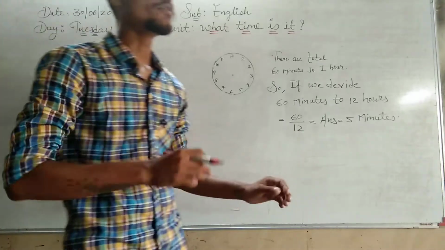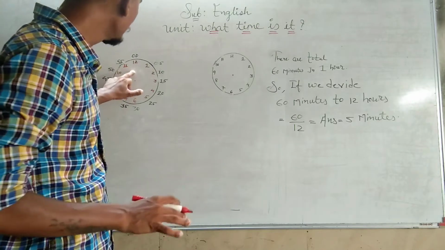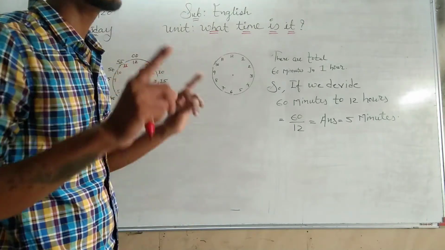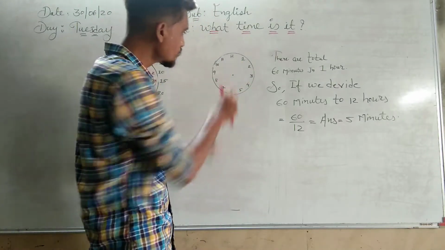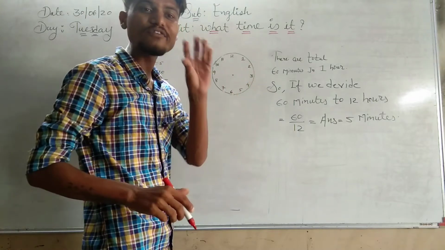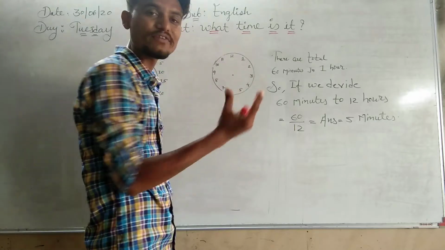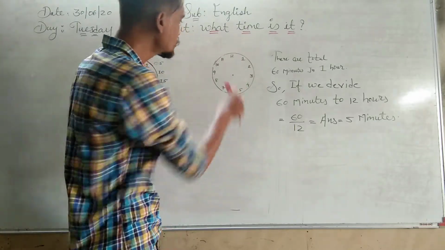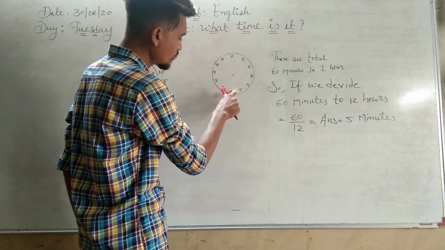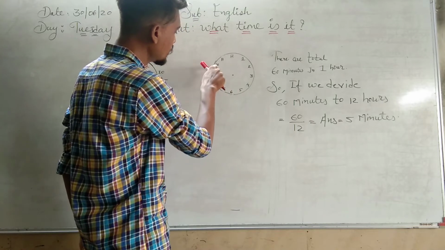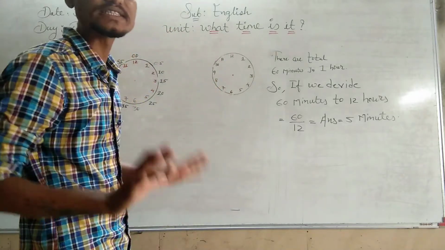Now we have already learned the table only till 10. But what we have to do now is remember that between each number, I am repeating again, from 1 to 2 there are 5 minutes. So a total of 60 minutes are allotted around the numbers. From 1 to 2 there are 5 minutes, from 2 to 3 there are 5 minutes. So if you count 5, 10, 15, 20, 25, 30, 35, 40, 45, 50, 55 and 60, the total number of minutes is 60.